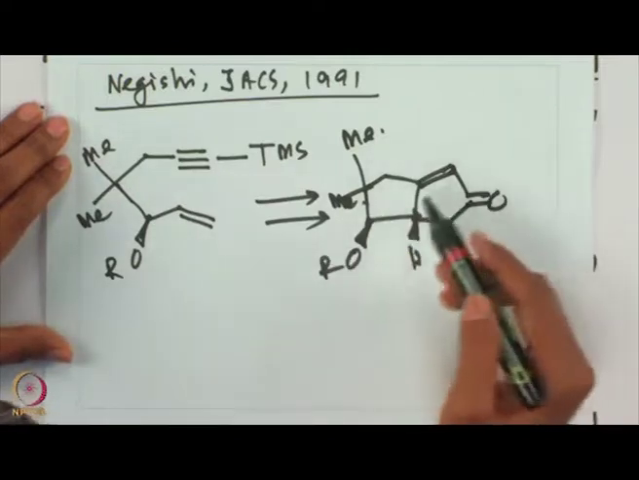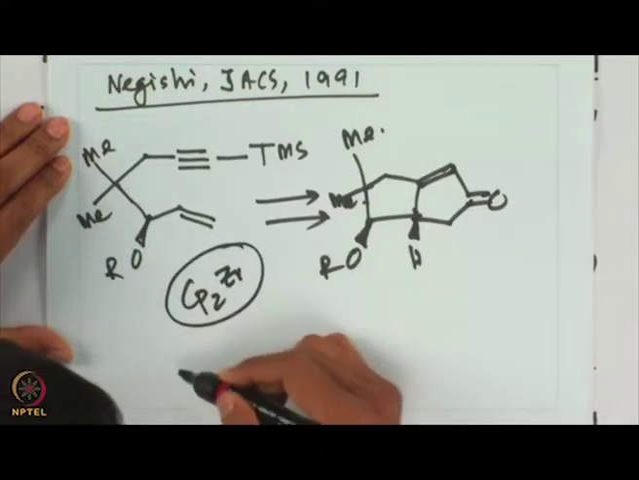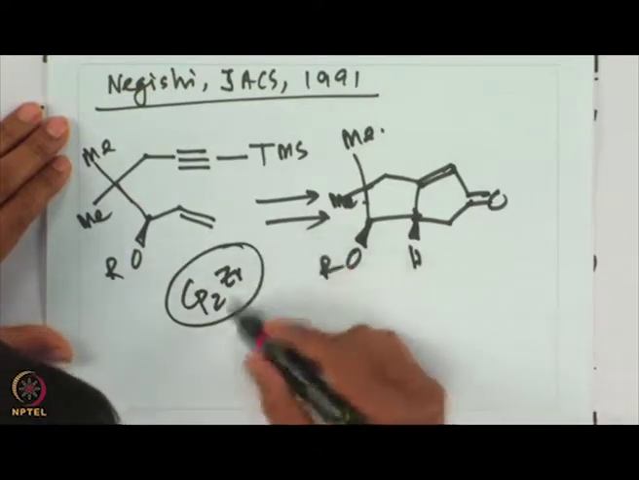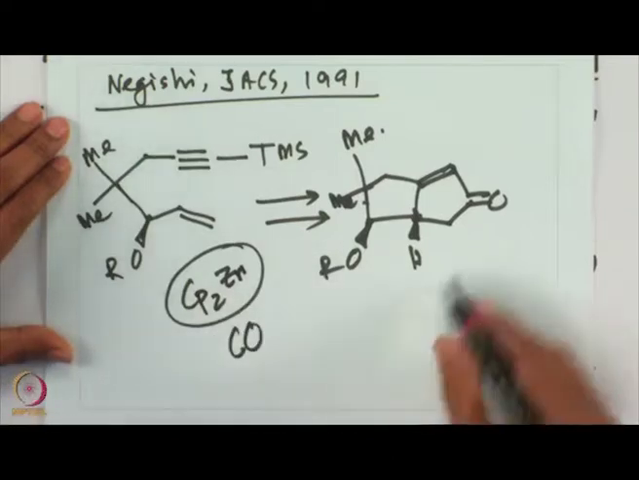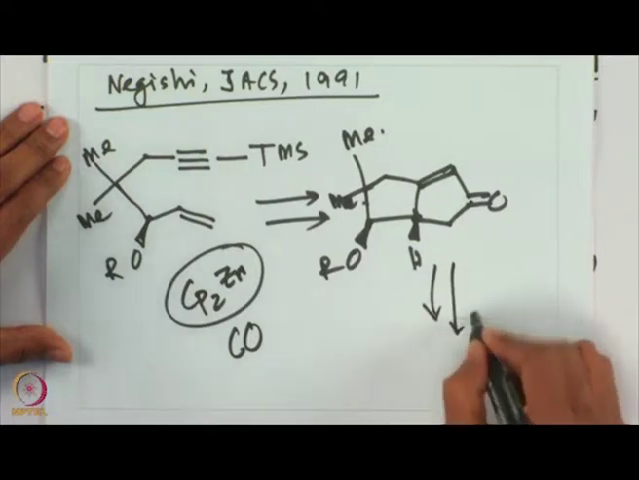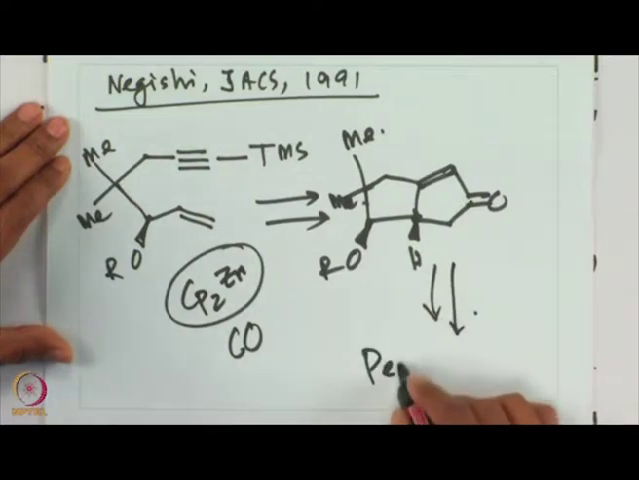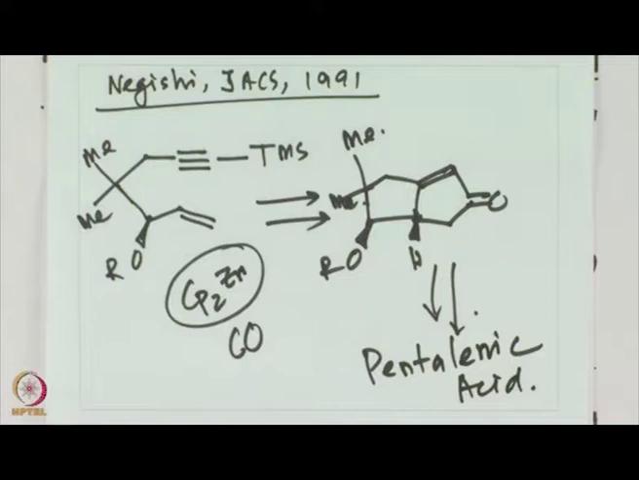So, of course, we are using the Cp2 zirconium intermediate from Cp2 zirconium dichloride along with n-butyl lithium. Along with this, we are utilizing carbon monoxide to give rise to this intermediate, which can then be further converted to pentalenic acid by further transformations. So, once again we have seen various natural product syntheses by utilizing this technique, which is very interesting.